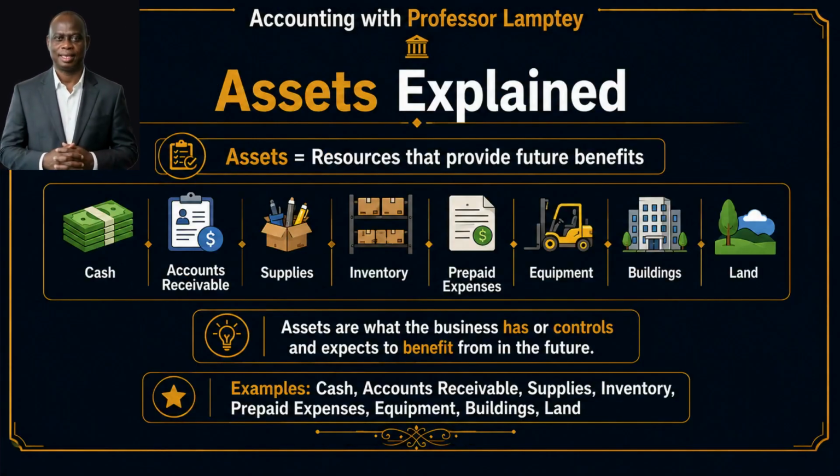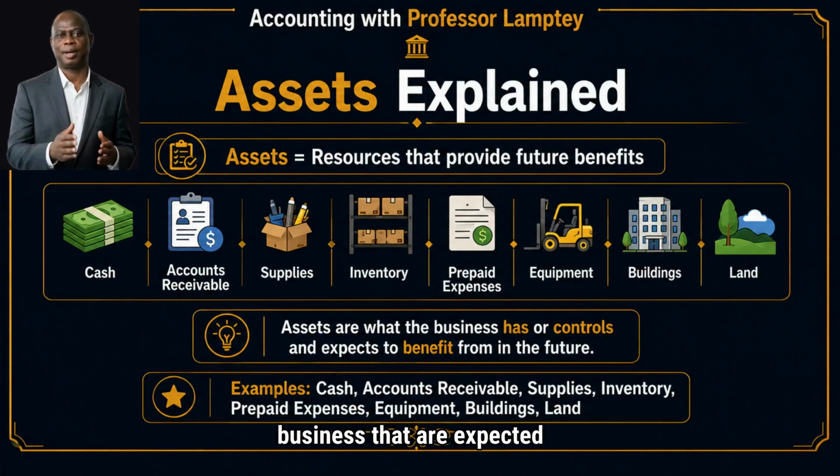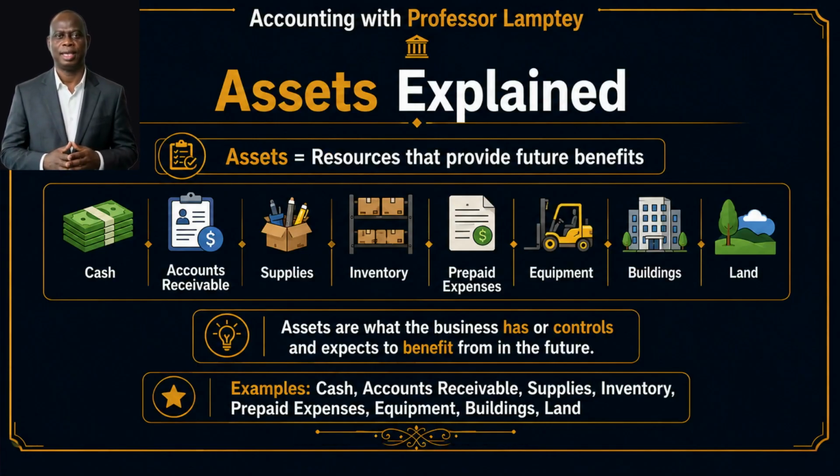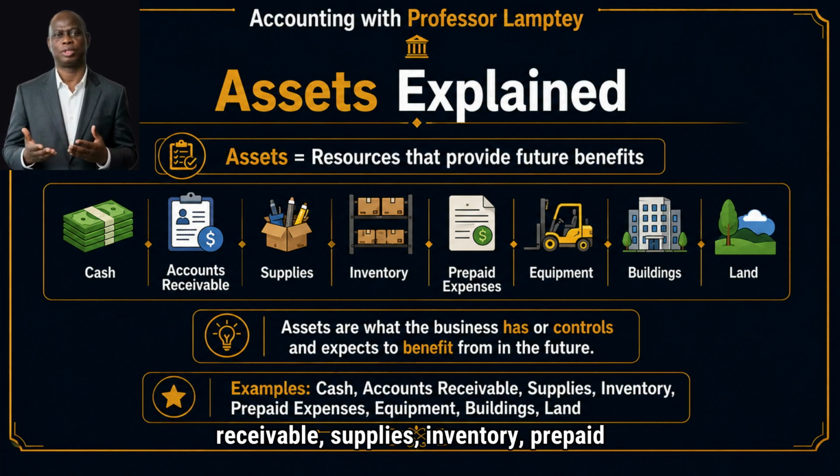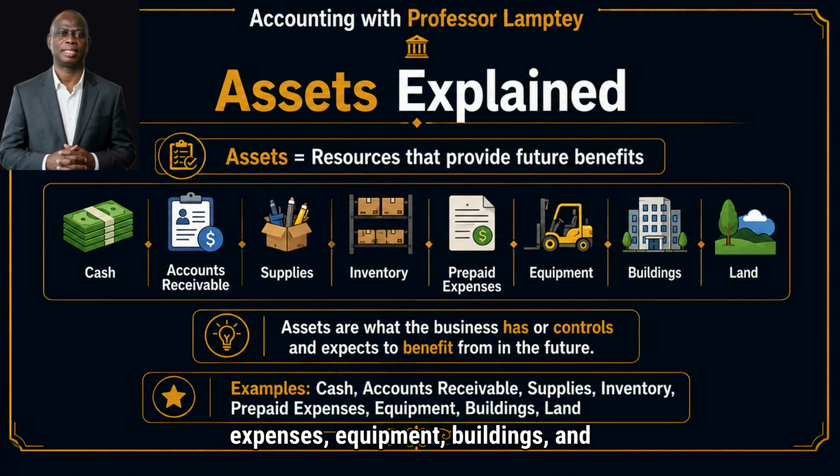First, assets. Assets are resources owned or controlled by the business that are expected to provide future benefits. In simple terms, assets are what the business has. Examples include cash, accounts receivable, supplies, inventory, prepaid expenses, equipment, buildings, and land.